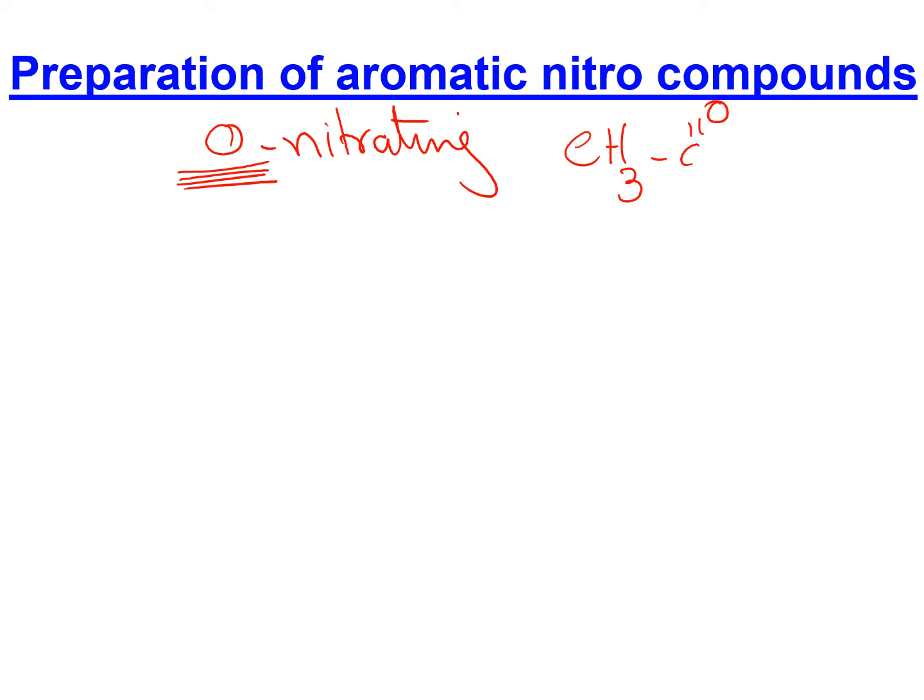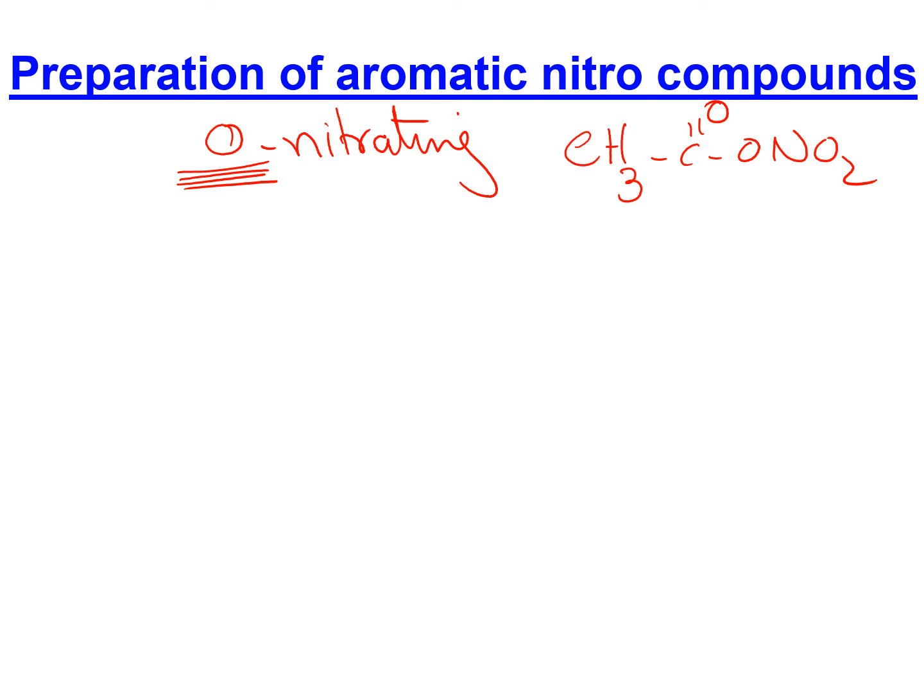We call it ortho nitrating agent. As we said, if you regularly just nitrate, you will end up with the para product. If you need an ortho nitro compound, you need to use an ortho nitrating agent, which is the acetyl nitrate, where you prepare it from acetic anhydride with conc nitric acid.